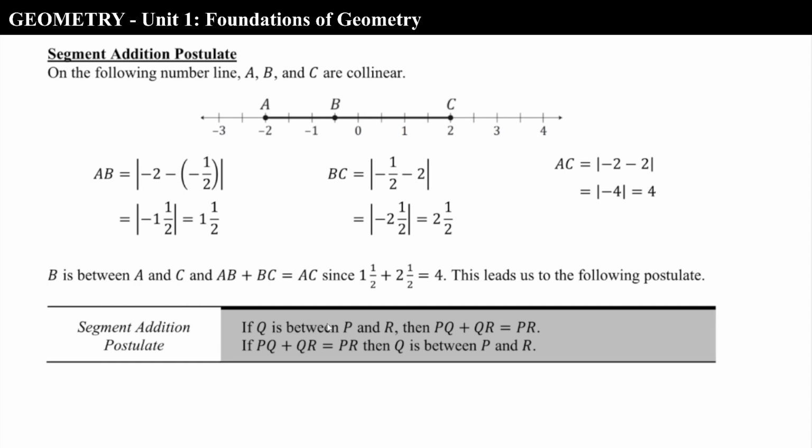If Q is between P and R, then PQ plus QR equals PR. If PQ plus QR equals PR, then Q is between P and R. Okay, so basically it's the same statement both ways. It works in either direction. So back up here in this example, AB plus BC equals the whole thing, AC.